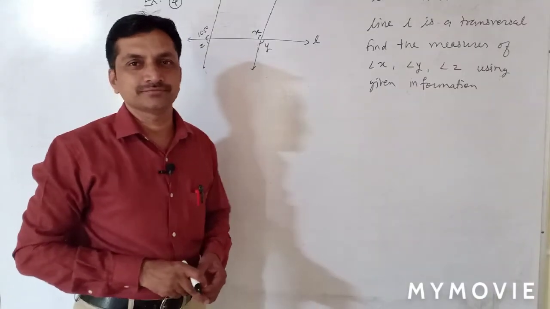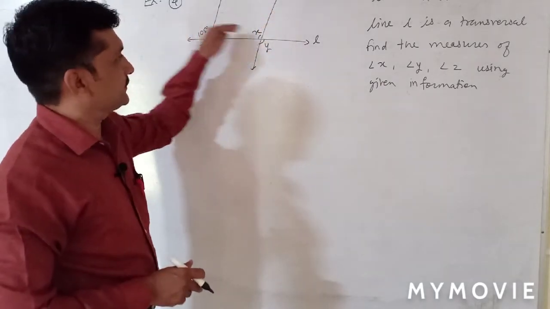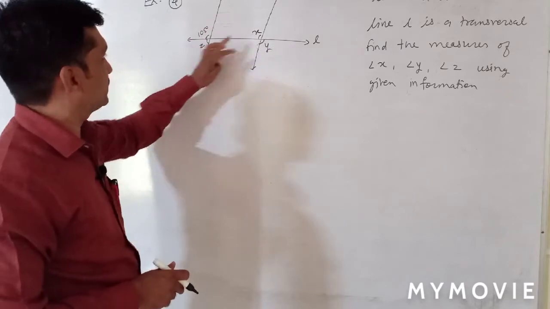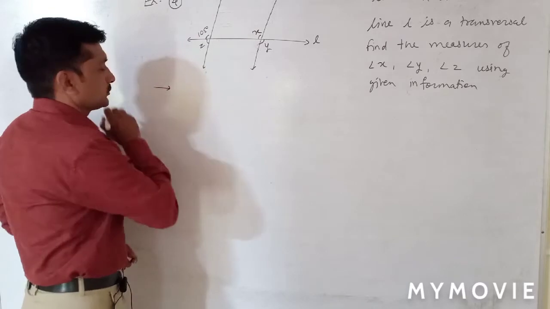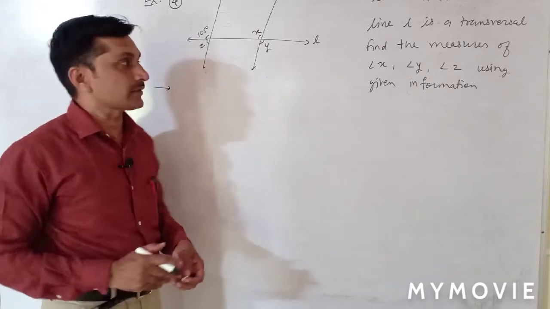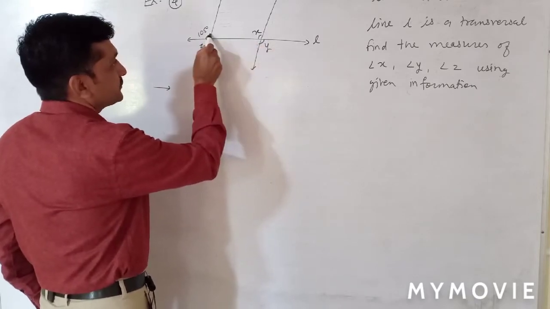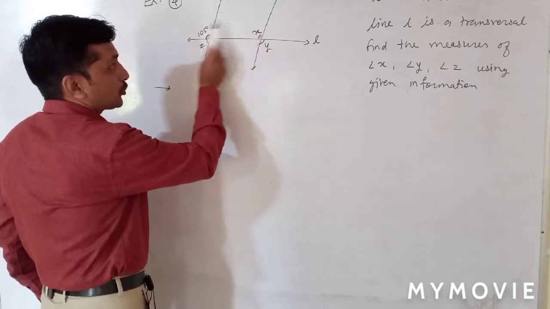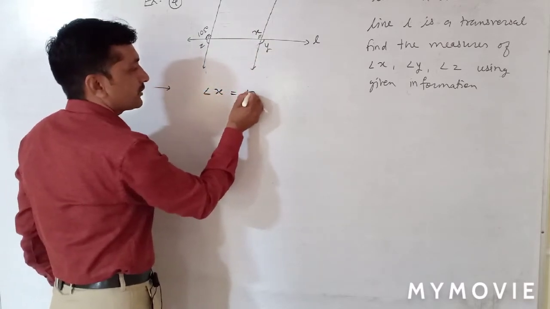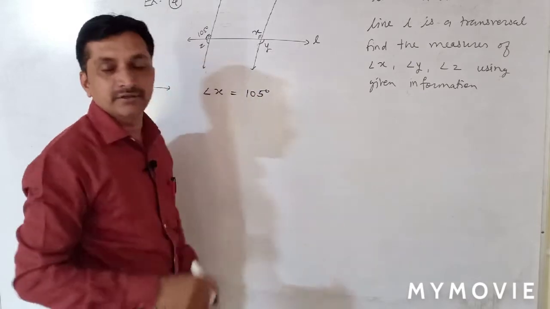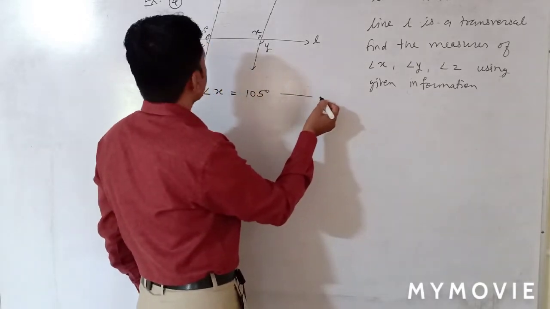Example number 4. Line A is parallel to line B, and L is the transversal. Find the measures of angles X, Y, Z using the given information. Again, see the relation between the given angles. Now here 105 and here X. If you see, these are corresponding angles. Therefore, we can write angle X is equal to 105. We get the first answer directly, and for justification we have to write the reason.